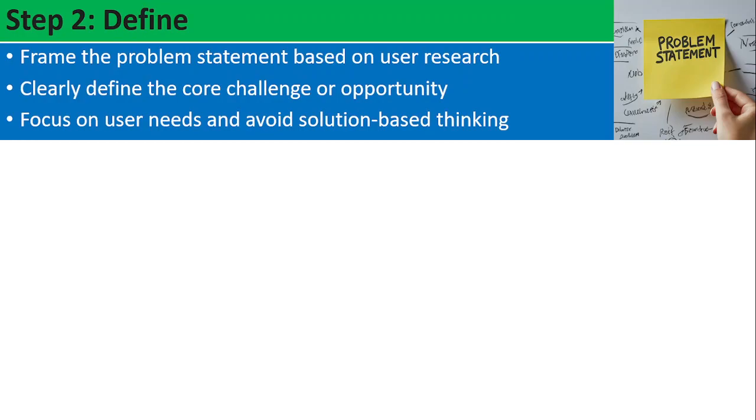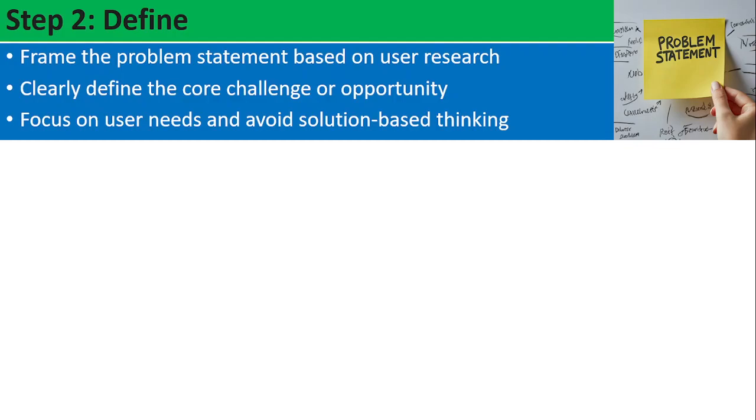Automatically, we can move to the second step, which is define. Yesterday, I talked about how you understand your problem. After understanding your problem, frame the problem statement. Yes, the how might we statement I told you about yesterday. So frame the problem statement based on the user research by utilizing the how might we formula.